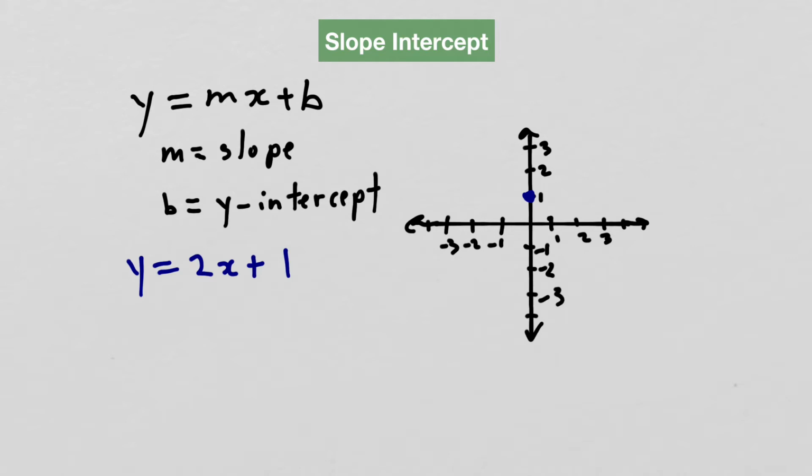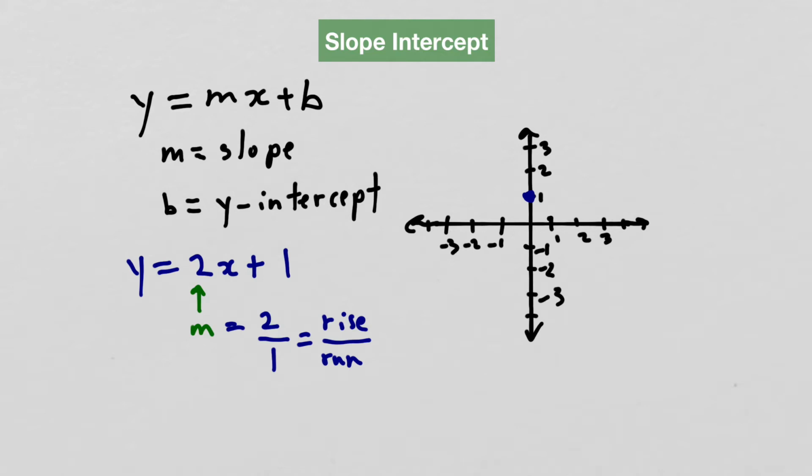Okay, and then your slope is 2, which is your m. And a slope of 2 means 2 over 1. And you're going to rise 2 places, and then you're going to run 1 place. Since this is a positive slope, you're going to rise and then run to the right.